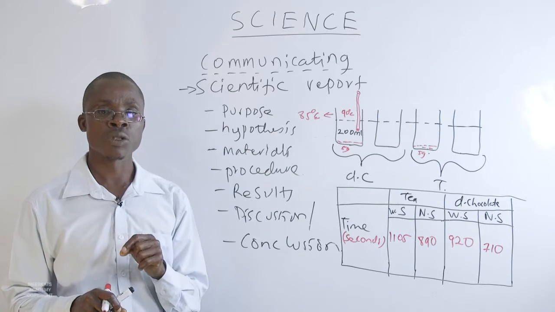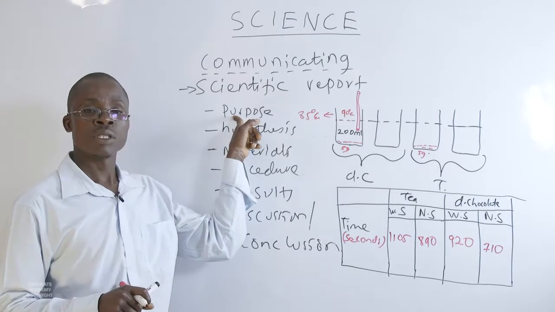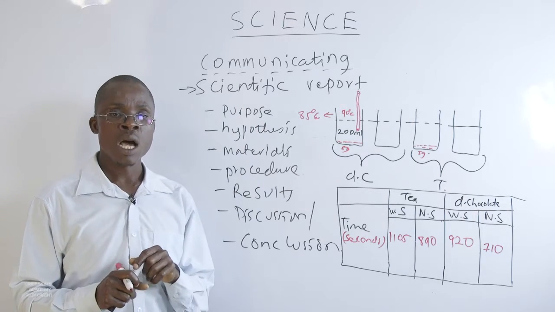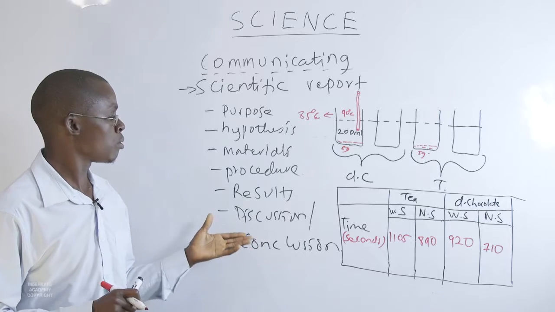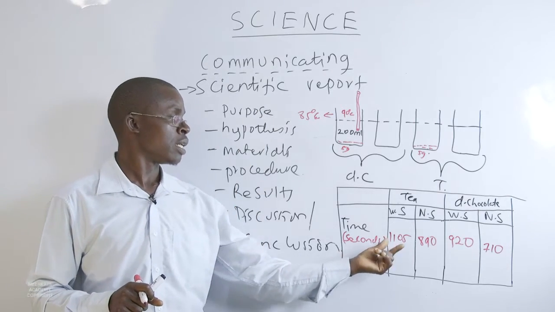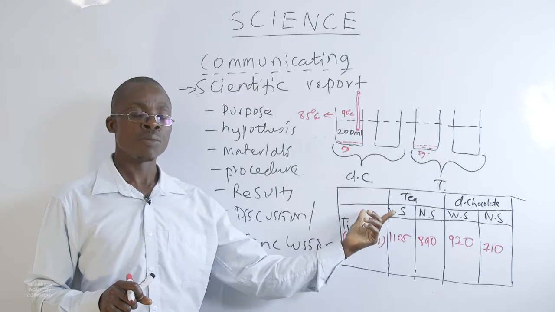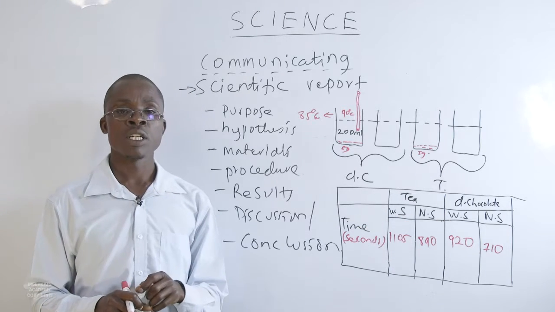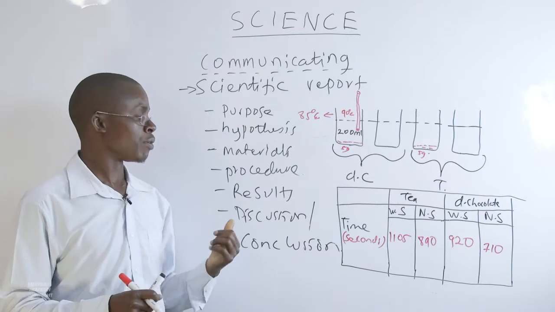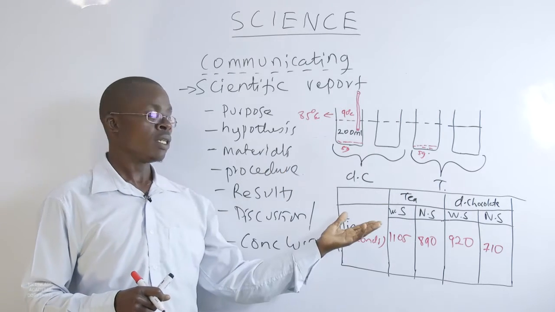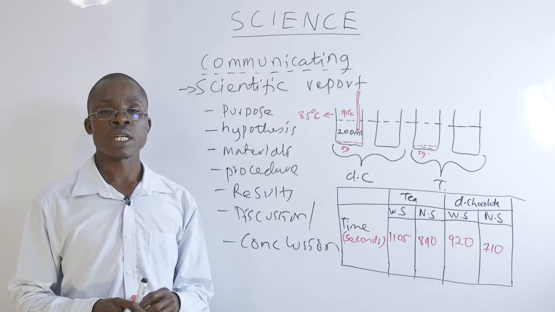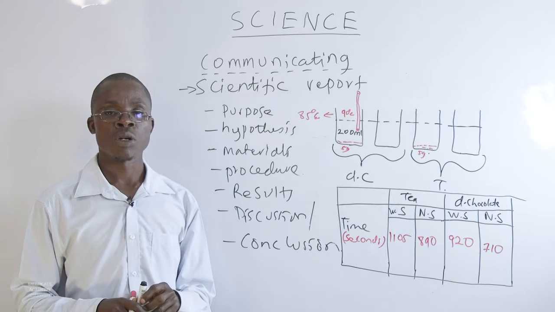When you look at that conclusion, I've mentioned the purpose. What was the purpose? The cooling rate of beverages. I've also mentioned something to do with the results, what we were doing inside. And that is, tea took a longer period and drinking chocolate took a shorter period to cool. And in conclusion, I've said tea takes a longer period, drinking chocolate takes a shorter period to cool.